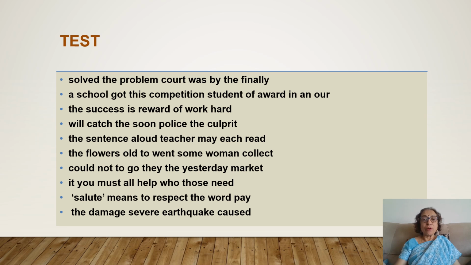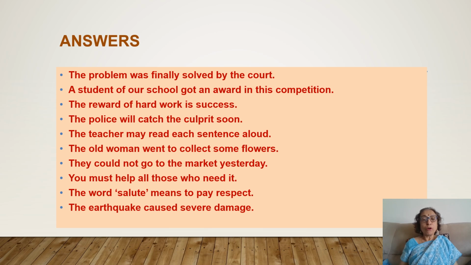Stop and work it out, then only go to the answers. I hope all of you who are at the beginner's level have worked out the earlier test and only now you're checking the answers. So let us see how they are. The first jumble was solve the problem quote was by the finally. Now the right structure is the problem was finally solved by the quote. This is how it is made.